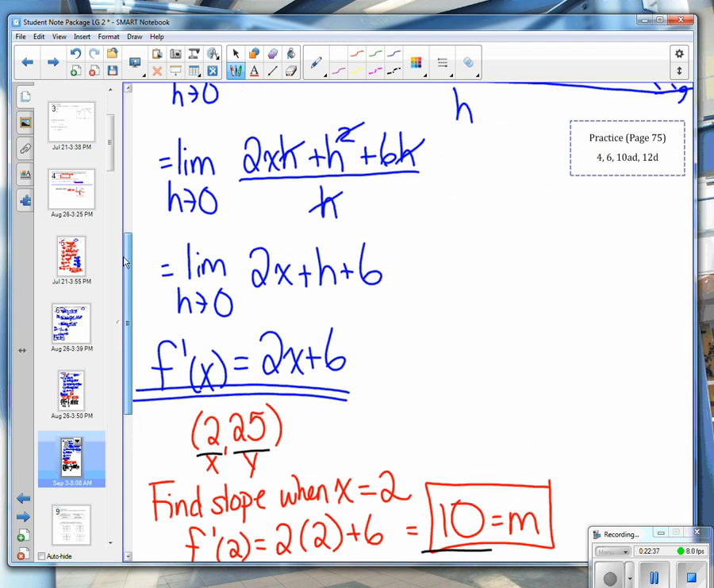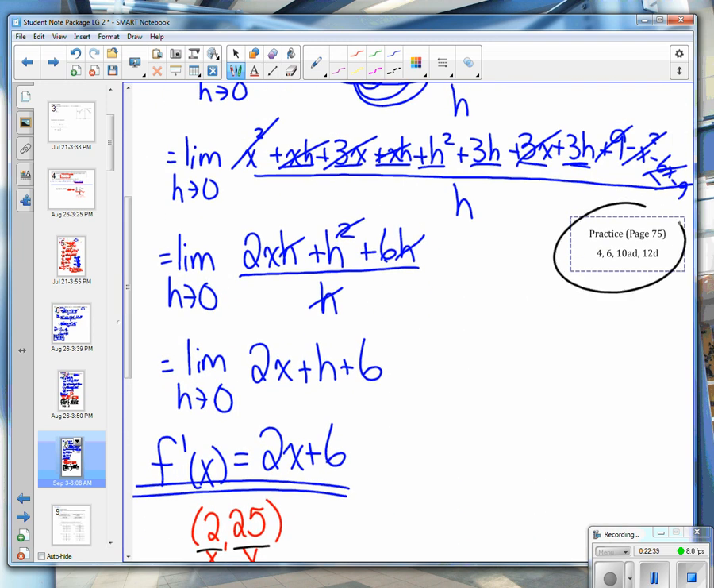So I've kind of gone past it here. Page 75, just make sure, please, practice, practice, practice.